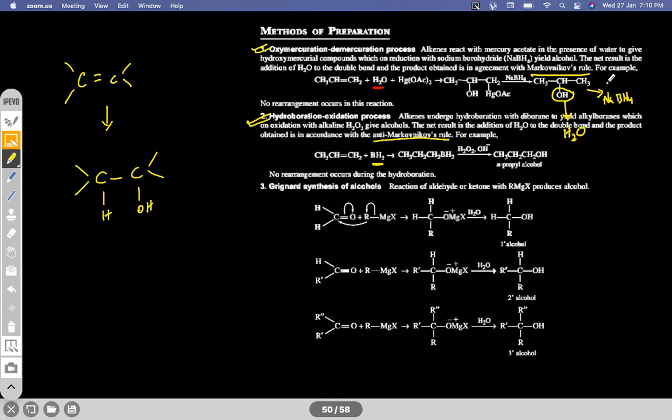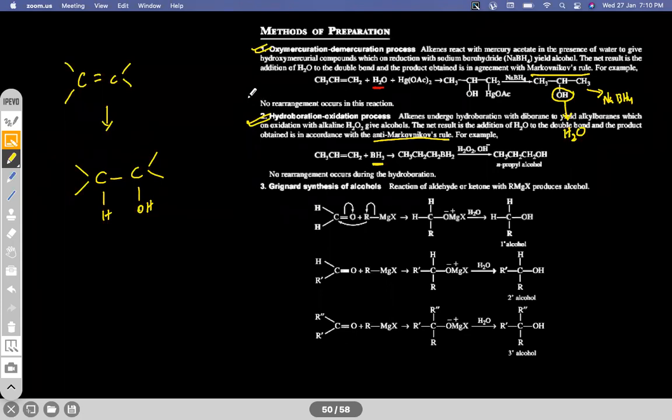These are the two points that you have to keep in mind over here. Mechanism is not at all important. Oxymercuration, demercuration gives you an alcohol according to Markovnikov rule, the source of OH is H2O and the source of H is NaBH4. Hydroboration oxidation follows anti-Markovnikov rule. The source of OH would be the alkaline medium that we're using in the second step. The source of H would be BH3 in the first step.